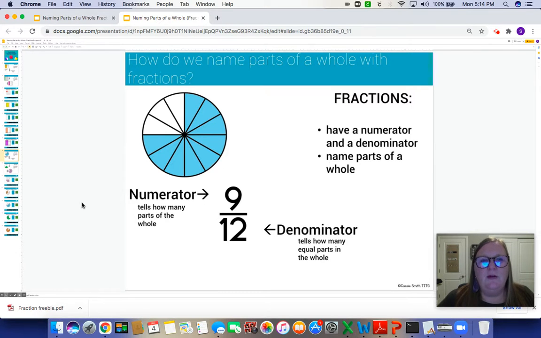All right, and then you're going to do the same thing with circles. Again, the numerator is the top number. It tells how many parts of the whole there are. So in this top circle, there are 9 pieces colored in. That's the numerator. The denominator tells us how many total equal parts there are in the whole shape. And there's 12, so this fraction would be 9/12.